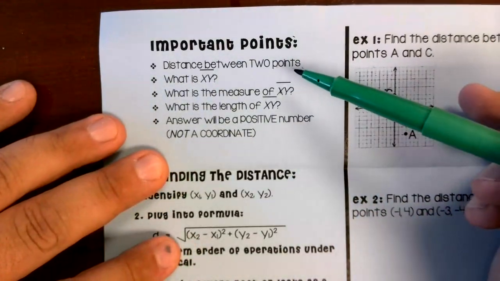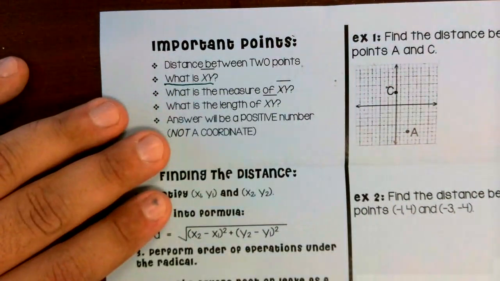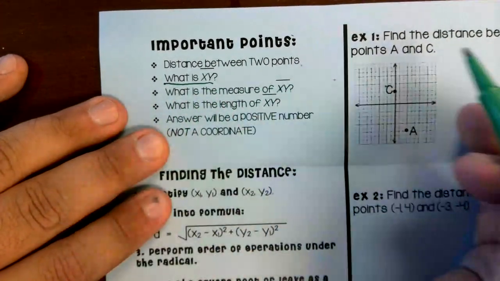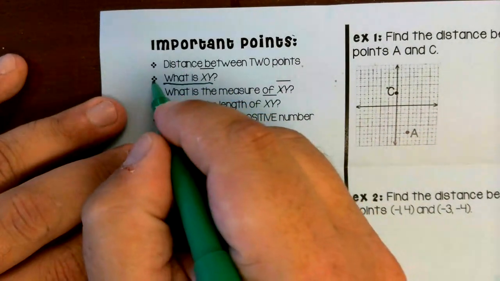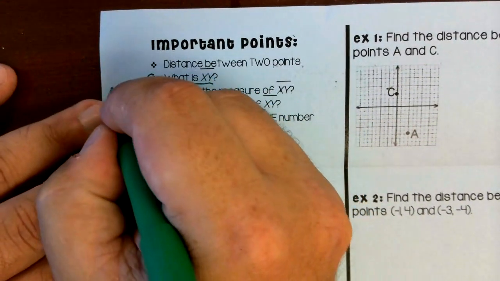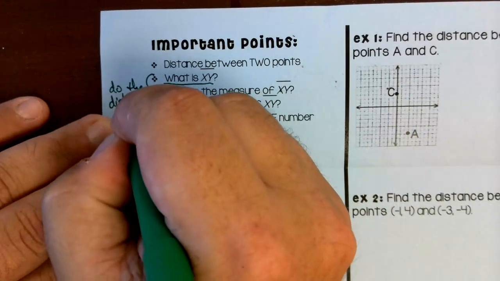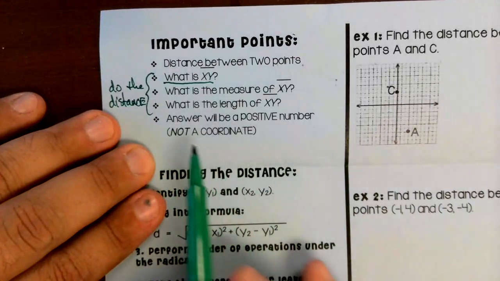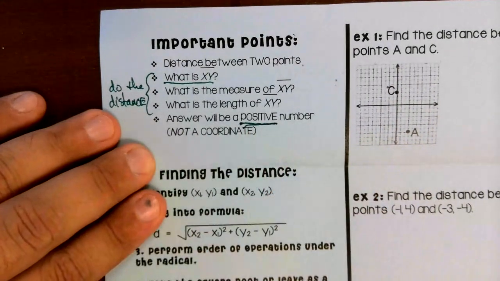So when I look at this, a few things to point out. This is a really good question. If you see this question, that means, maybe do the distance formula. What is the measure? Maybe do the distance formula. What is the length? Do the distance formula. These are all key indicators of do the distance formula. So those just help you figure out what to do. Your answer here is a positive number. Remember, distance is always positive.